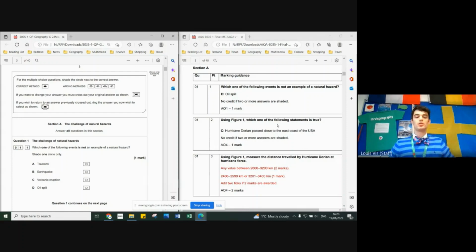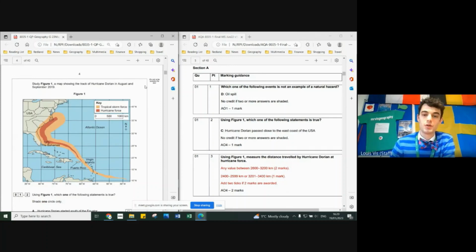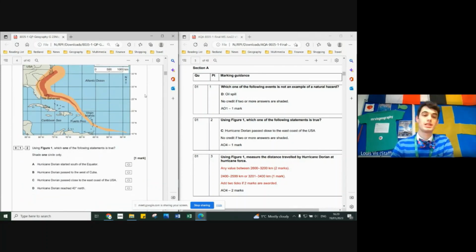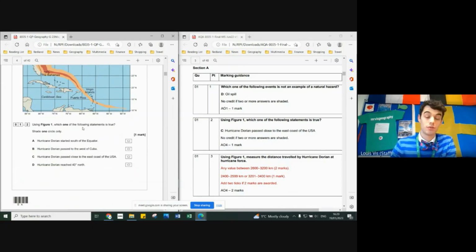Okay, not going to dwell on the short questions, but the first one was an oil spill. An oil spill is the only one that isn't a natural hazard because it is usually caused by human error when oil drilling. So that is that answer. Question 1.2, the answer was, you can clearly see, use your compass skills. You've got a scale, you've got a compass over there, but the Hurricane Dorian passed to the east of the USA. Okay. I mean, you can't get that wrong. I don't think anyone did in my class.